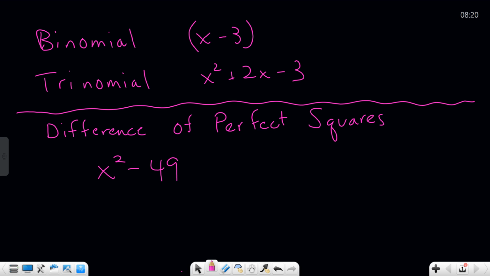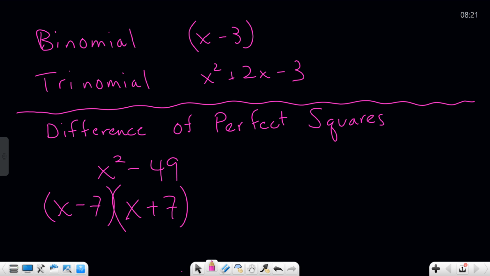And it factors into the following. The square root of the first term, what's the square root of x squared? X. Square root of the first term minus the square root of the second term. 7. Times square root of the first term plus square root of the second term. Correct. That one's not bad. They will get more complicated.